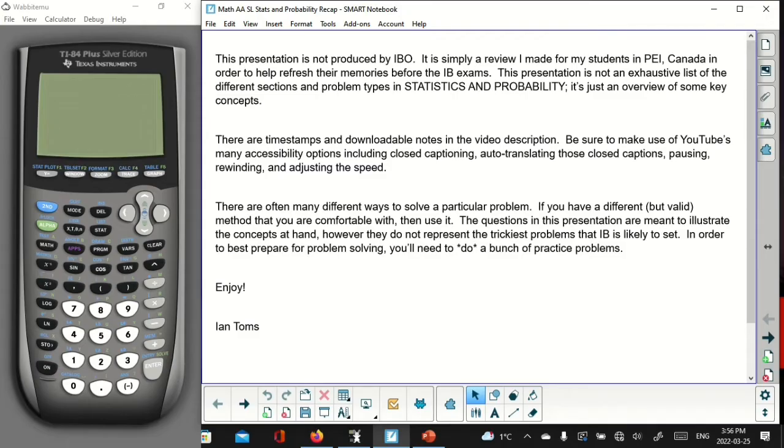There are often a lot of different ways to solve a problem, so don't feel like the way that I'm doing it is the way that you have to do it. If you have a different, valid way that you're comfortable with, please continue doing that.